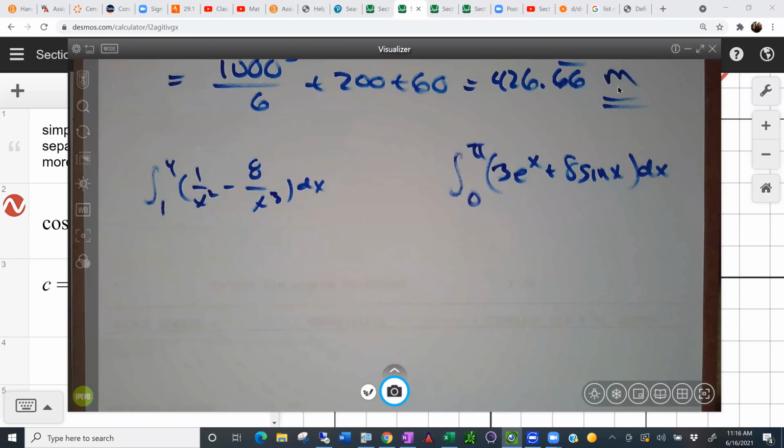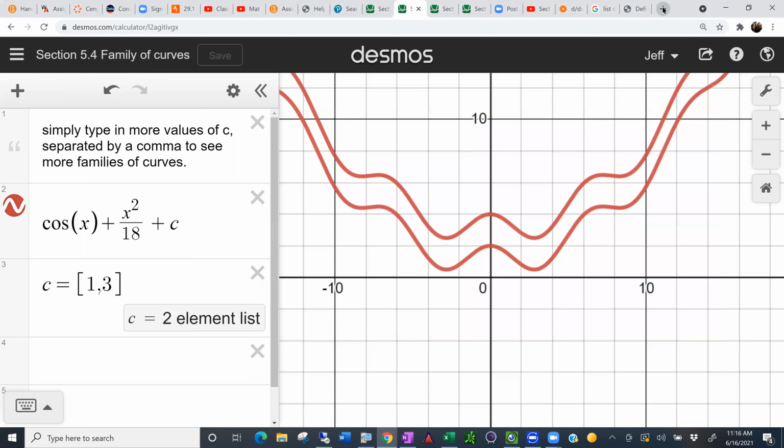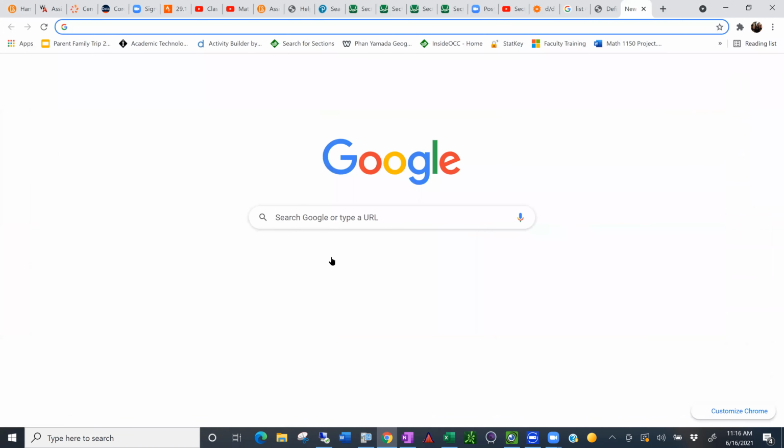So let's continue with a few more here. And what I want to work on next is this one. The integral from 1 to 4 of 1 over x squared minus 8 over x cubed dx. Now, sometimes it's not a bad idea to look at these things. So let's take a quick look at this with Desmos. I'm just going to open up a new page here and graph it.